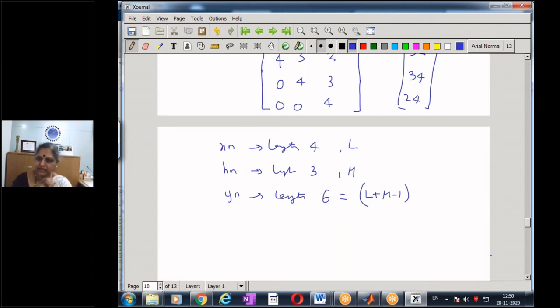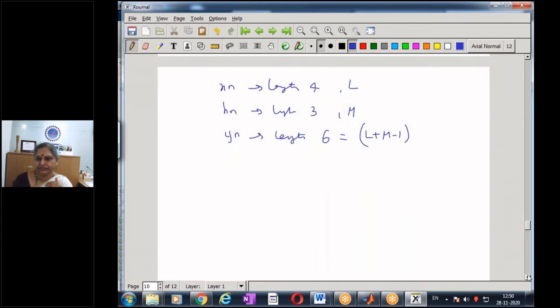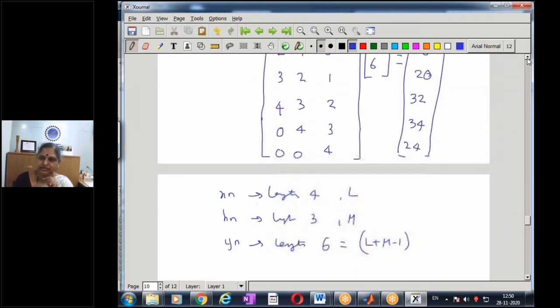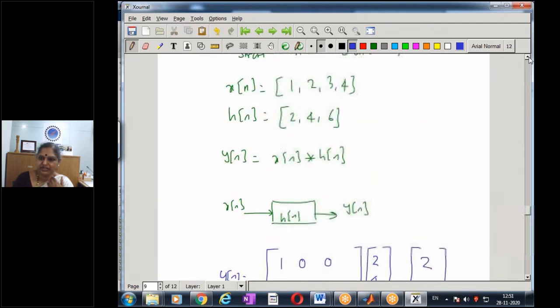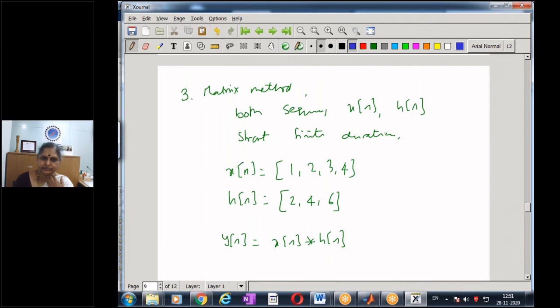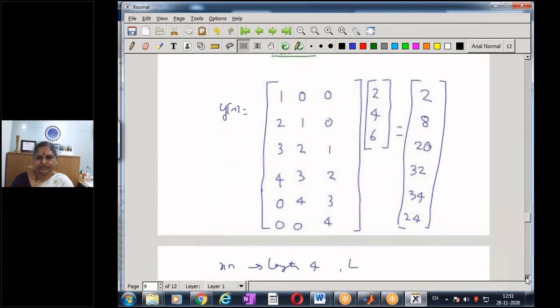So this is our result, performing convolution as a multiplication of suitable matrices. This method we can apply for any sequence. Moving forward, let us take the same example, x of n and h of n, and try to do the same convolution by another method, which is the Z transform method.